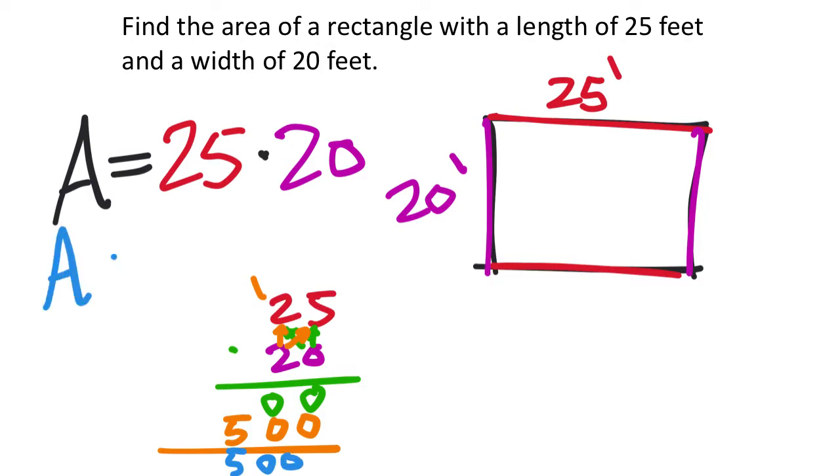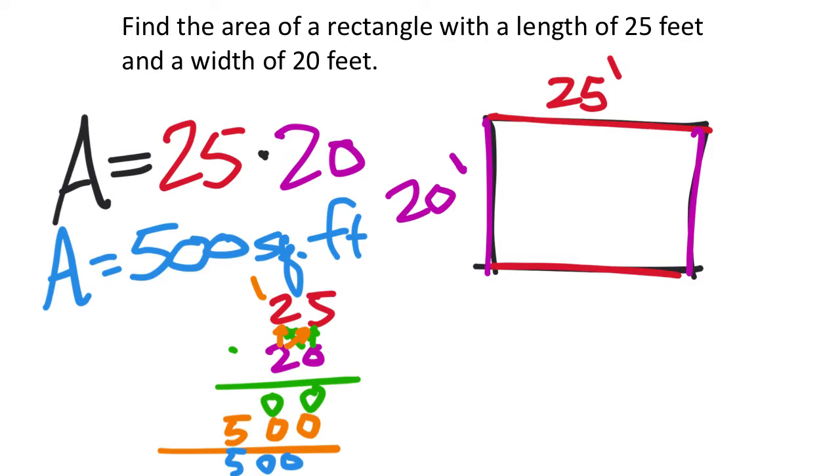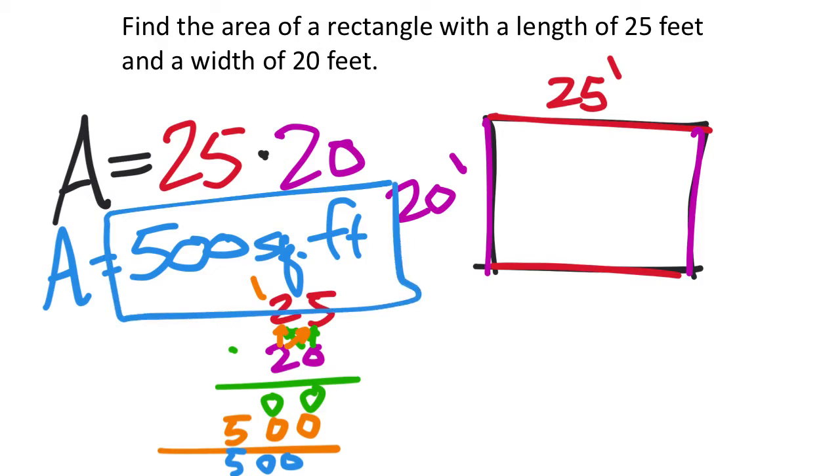So the area of that rectangle there is 500, but we need to label it, right? So on this one, it's going to be square feet. And yes, I am too lazy to write the full word square out. Hopefully that's okay, but I think you should see it as SQ for square anyways.